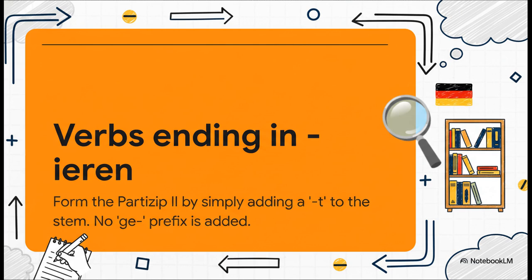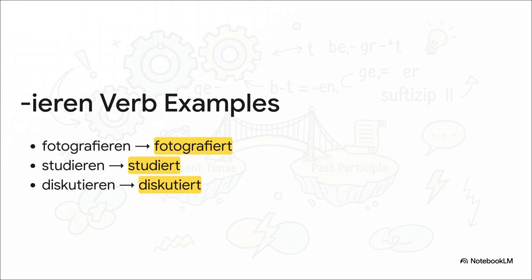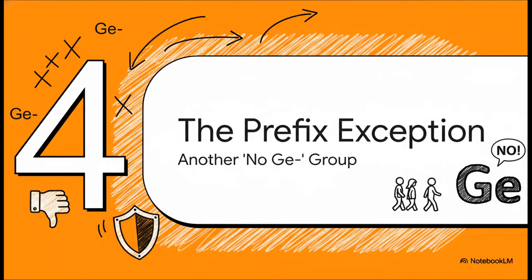We're talking about any verb that ends in -ieren. You'll probably notice a lot of these sound like English words. Think studieren or fotografieren. For these guys, the pattern is dead simple. Just add a T at the end. No ge- allowed. And just look how clean this is. Fotografieren becomes fotografiert. Studieren becomes studiert. If you see that -ieren ending, you know exactly what to do. Just tack on a T. That's it.